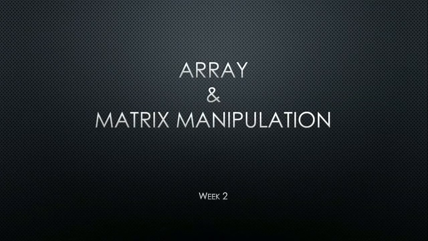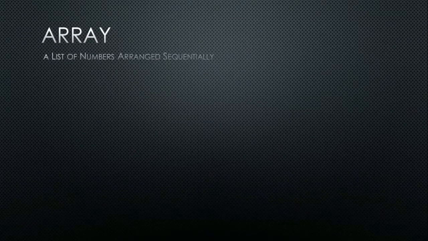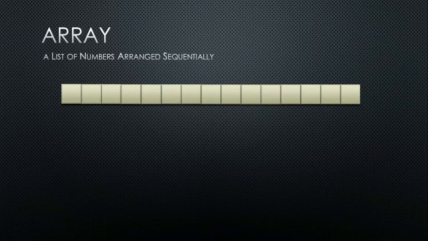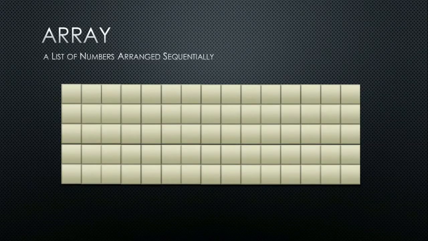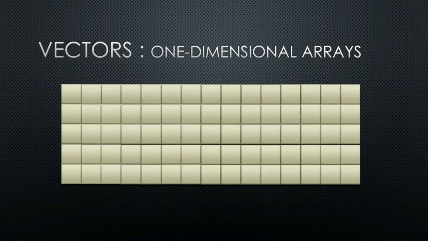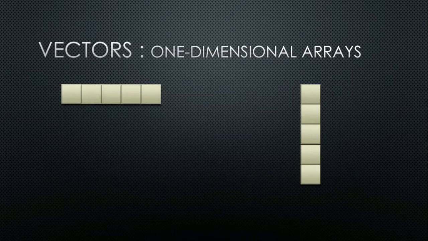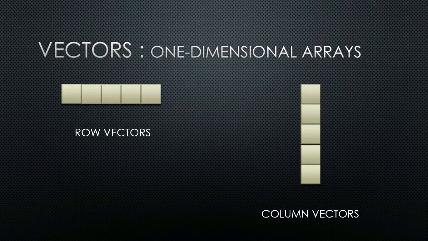This week we are going to look at arrays and matrix manipulations. If you know your maths, you have probably encountered them already. An array is basically a list of numbers arranged sequentially. Arrays can be one-dimensional or two-dimensional. In MATLAB terminology, one-dimensional arrays are generally called vectors. Horizontal vectors are called row vectors and vertical vectors are called column vectors.